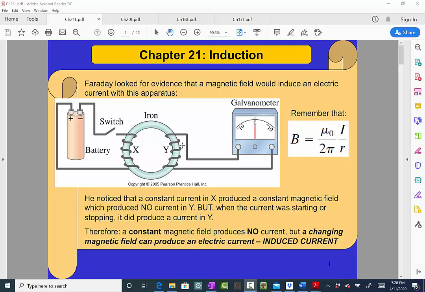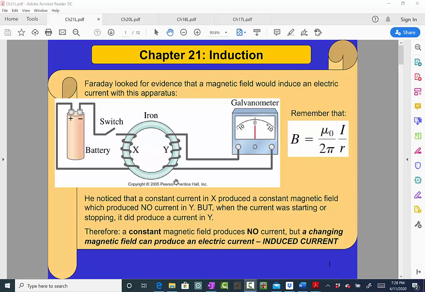What did they see? Well, after I close this switch, wait a little bit, I have steady current. Steady current means around it a constant magnetic field. A constant magnetic field, a steady current, does not create any current on the right side. So no induced current. However, right at the moment where we close the switch, so closing the switch means going from no magnetic field to having a magnetic field. So during this change in the magnetic field, then yes, we induce a current.